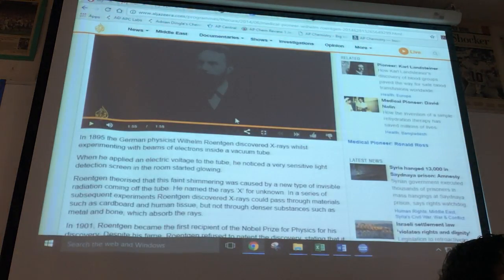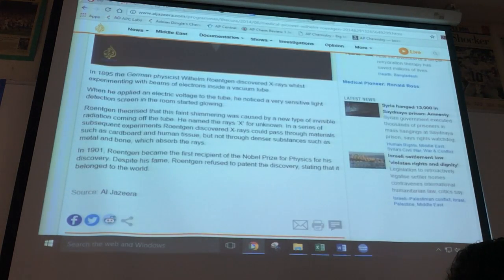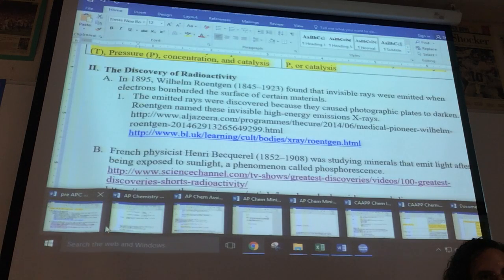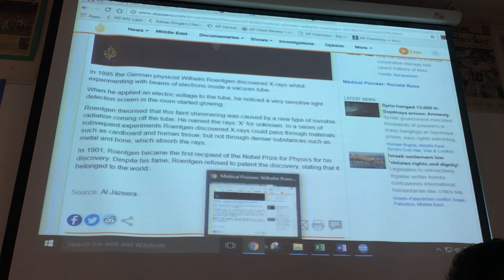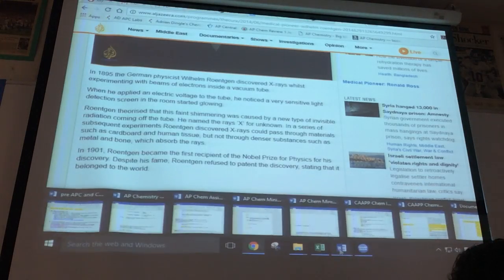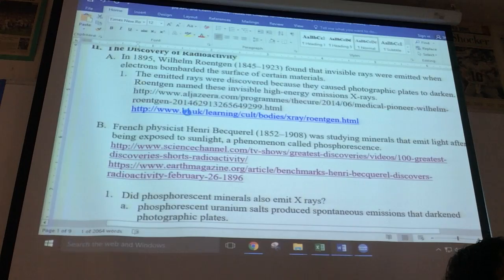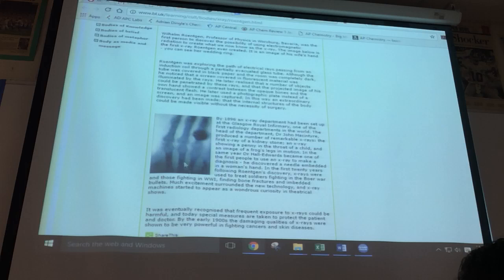All right, so that gives you a little bit of background into X-rays. And many of you, I'm sure, have had many X-rays already. Even when you go to the dentist, they do X-rays of your teeth. And you saw that initial X-ray here of his wife's hand, right here with her ring. It almost looks like it's upside down.